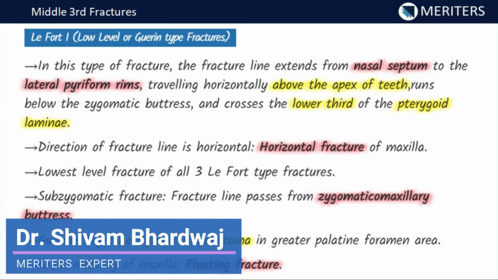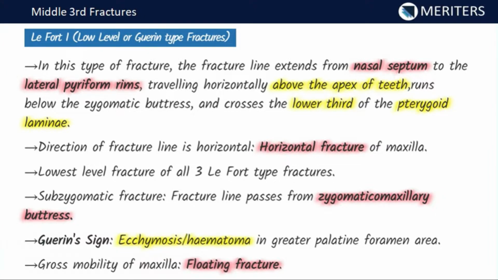In this video, we'll discuss the various middle third fractures. So, starting with the LeFort fractures first. LeFort I, which is also known as the low level or Guerin type of fracture. Why? I'll be telling you why. First of all, let's see the direction of the fracture line.